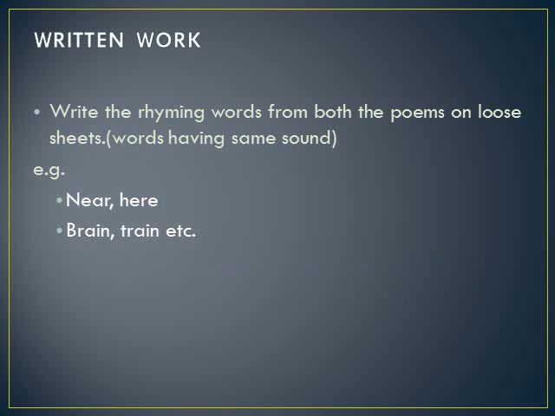Now comes the written task for this second lesson. After reading the poem A and B, you have to write the rhyming words from both the poems on loose sheets. Let me tell you what the rhyming words are. Rhyming words are the words that have the same sound. For example, near, here, brain, train. With this our task 2 completes and we move on to our task number 3.